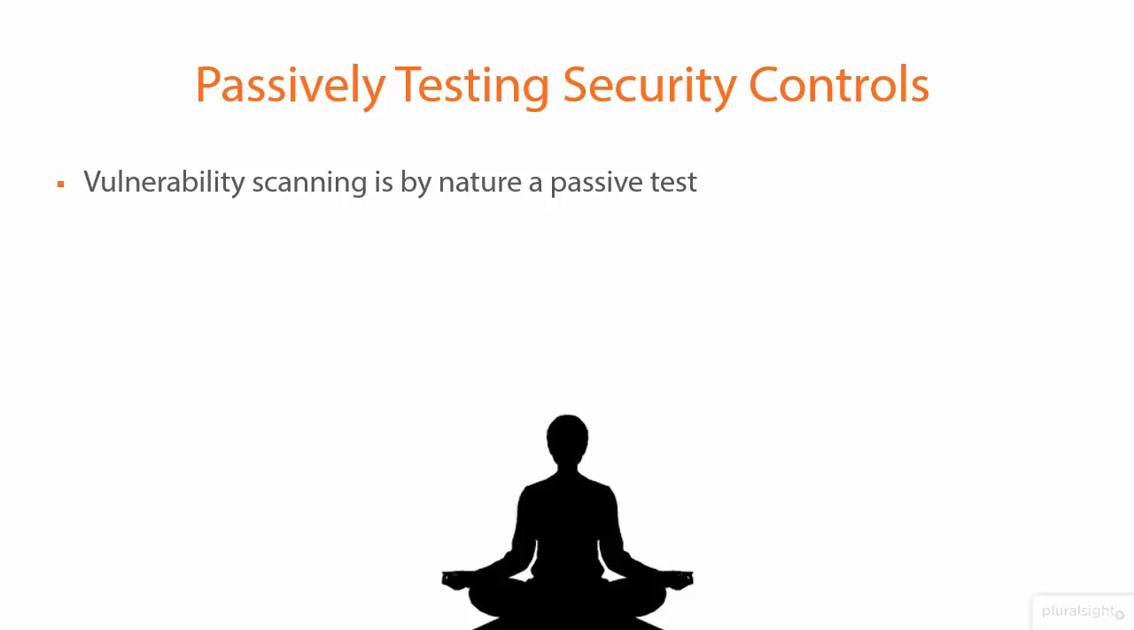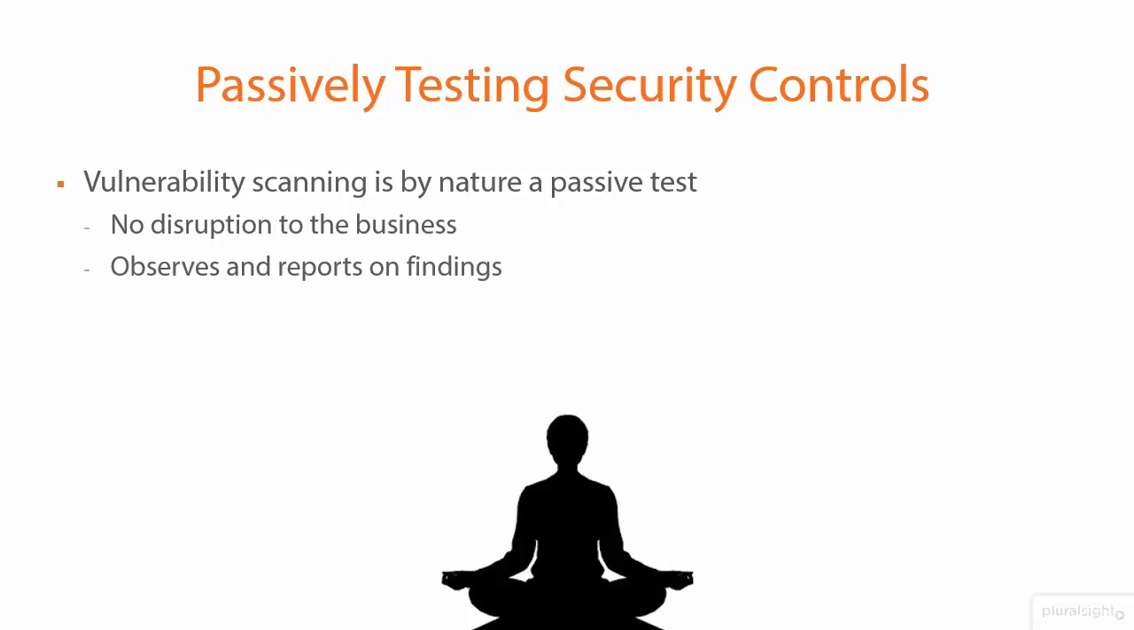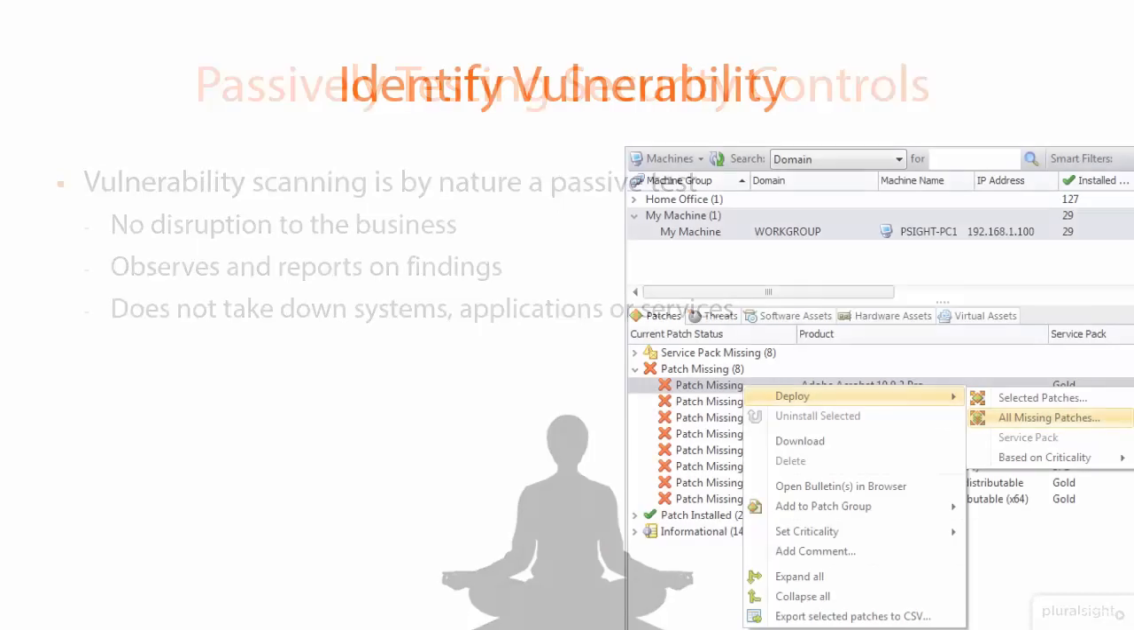We're gathering stuff maybe in transit. We're taking some logs off to the side. We may be capturing some data and then reporting on the vulnerabilities that we found. All right, so no disruption to the business. It observes and reports on findings, as I mentioned, and it doesn't take any systems down, no applications, or no services. All right, so it's a passive test.